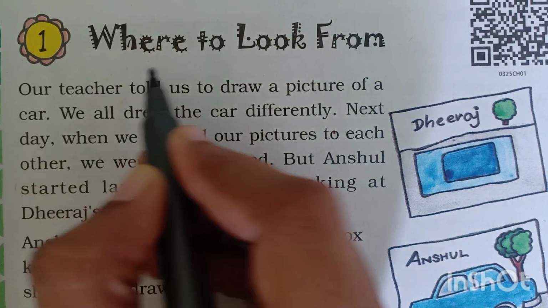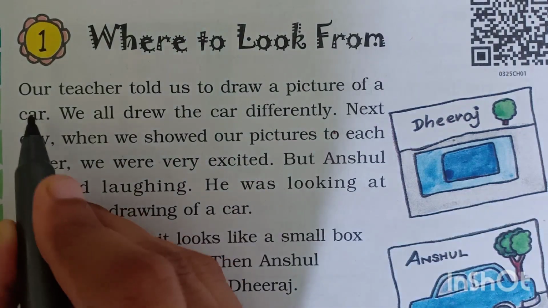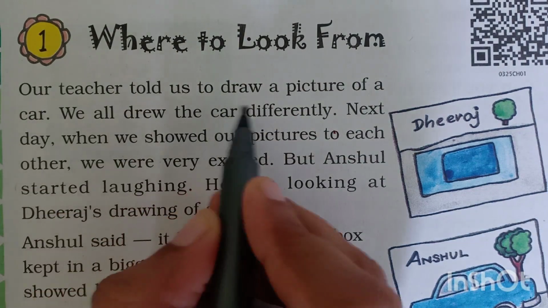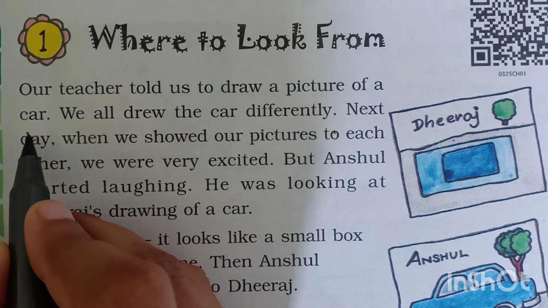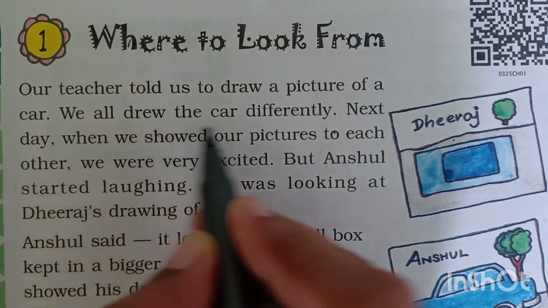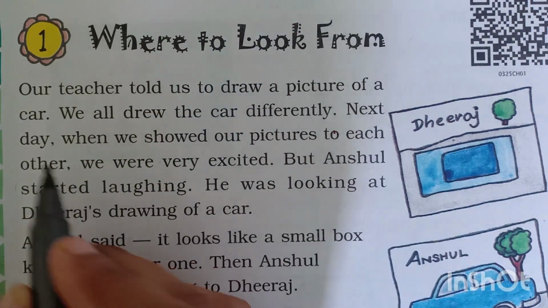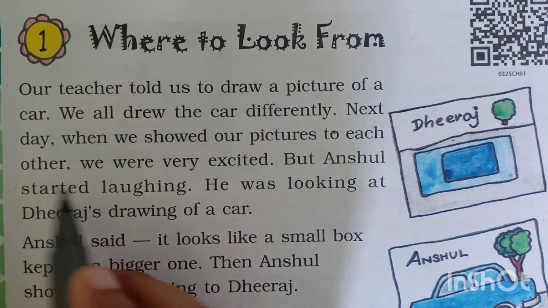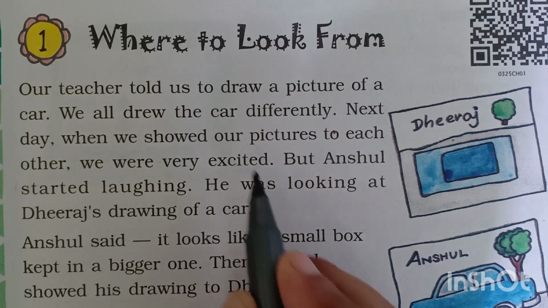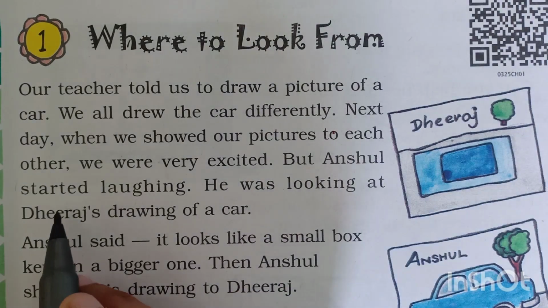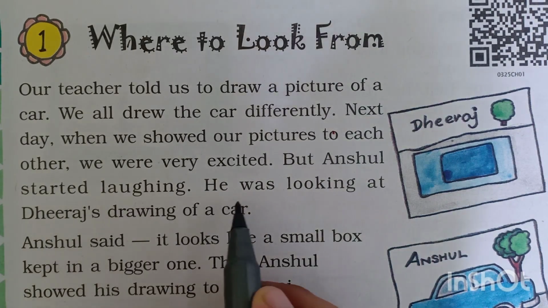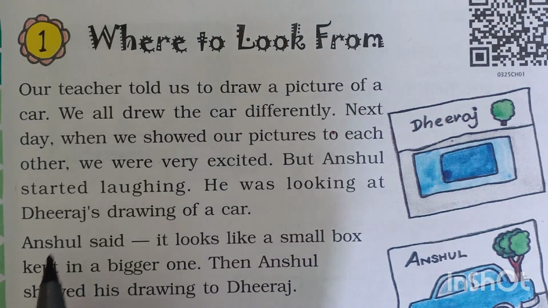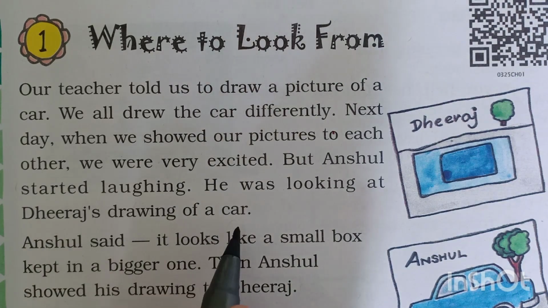Chapter 1, Where to Look From. Our teacher told us to draw a picture of a car. We all drew the car differently. The next day, when we showed our pictures to each other, we were very excited. But Anshu started laughing. He was looking at Dhiraj's drawing of a car.